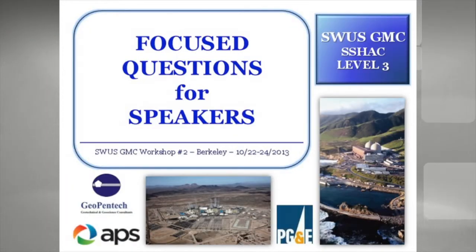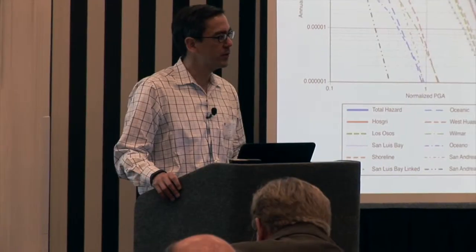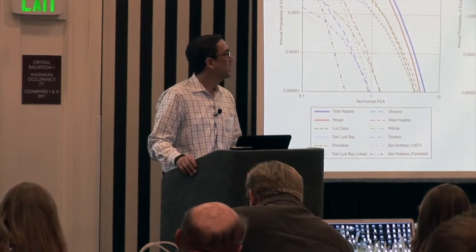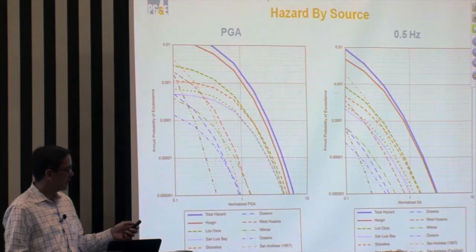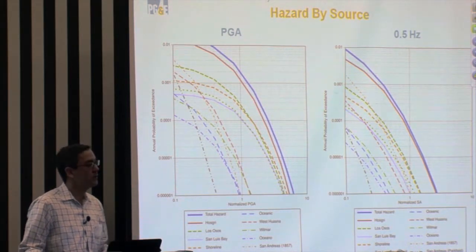If I want to step back first, what goes into the hazard will be not only the ground motion part, but like Norm said, there's a whole group of studies going on to develop the source model. If we go back to what I presented at the first workshop in terms of the significant sources to Diablo Canyon, this shows a plot of two sets of hazard curves. On the left, we've got the PGA hazard curves. On the right, we have half a hertz or 2 seconds.